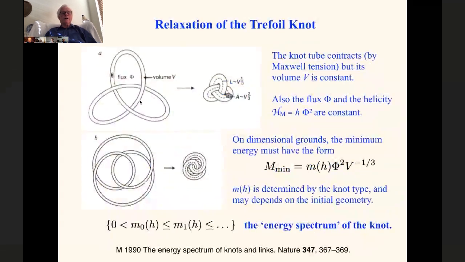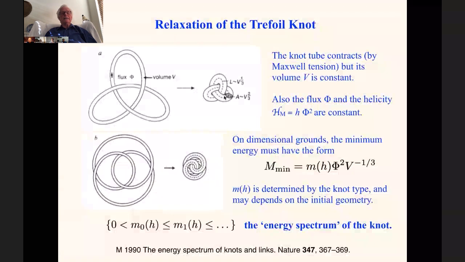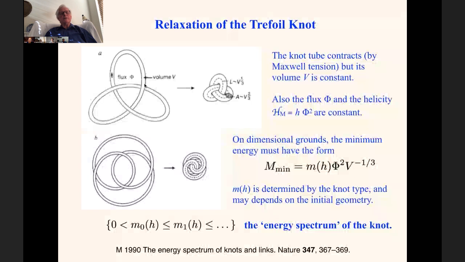For example, the trefoil knot will relax in this way. It relaxes really because the magnetic Maxwell tension in the tube causes the tube to contract in length. But because it's an incompressible flow, the cross-section must increase. So it's something like this, shown schematically. And ultimately, the length is of order the volume of the tube to the 1/3, and the area is of order volume to the 2/3.